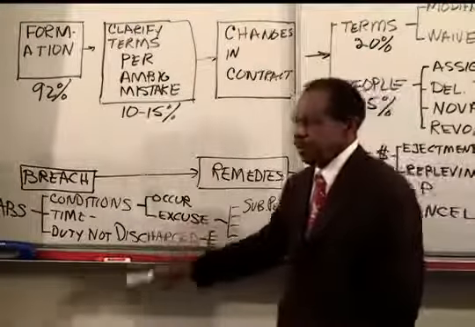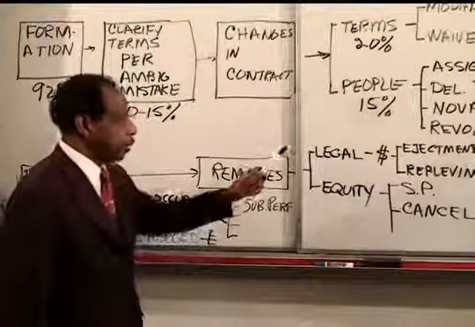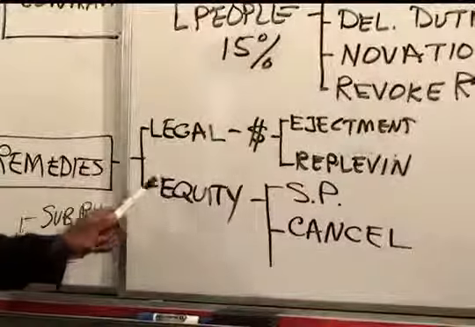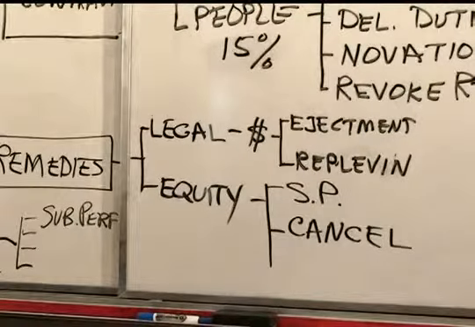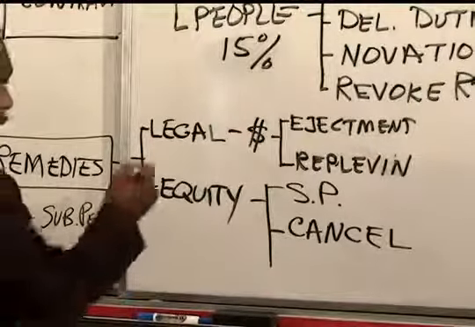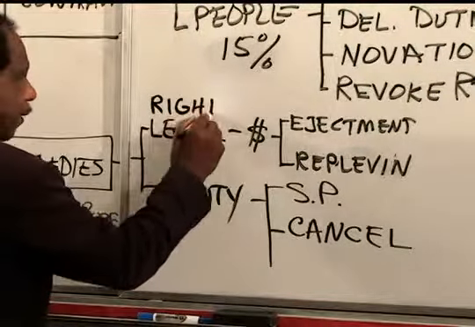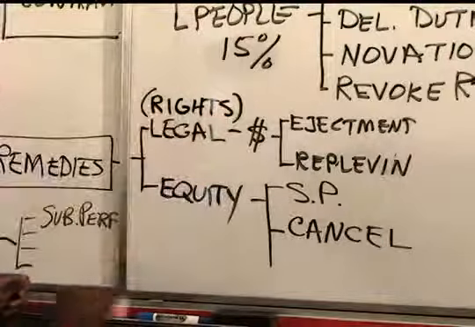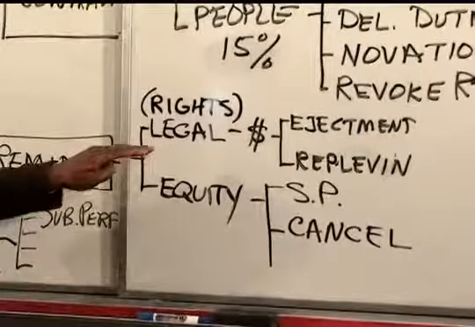Now, if I have a breach of contract, so what? What remedy do you get? You get the legal remedy or the equitable remedy. On bar questions, if they ask you about the rights of the parties, that's asking you about the legal remedy. Money, usually, but possibly ejectment or replevin. But 99% of the time it's money.